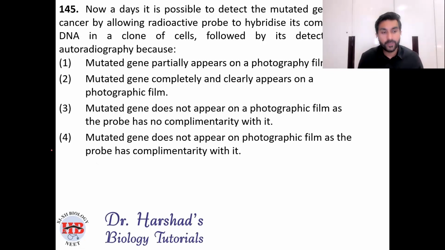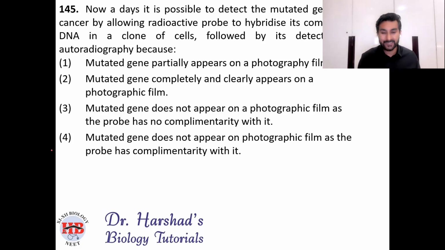Nowadays, it is possible to detect the mutated gene causing cancer by using a radioactive probe. Now, this is an example of the molecular diagnosis part of the biotech chapter, whereby we were using probe DNA to check the mutated gene. If you remember, the probe DNA was complementary to the normal gene. When the normal gene becomes mutated, the probe DNA is no longer complementary. If it's no longer complementary, you can't see it on the photographic film, because the probe DNA is complementary to the normal gene, not to the mutated gene.